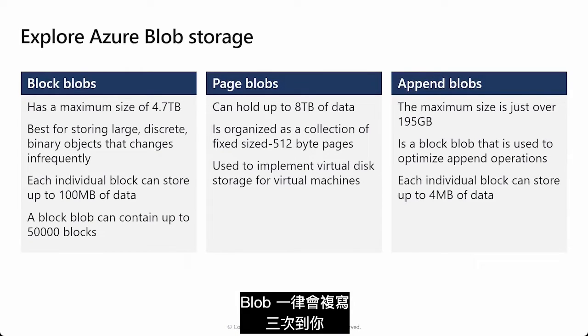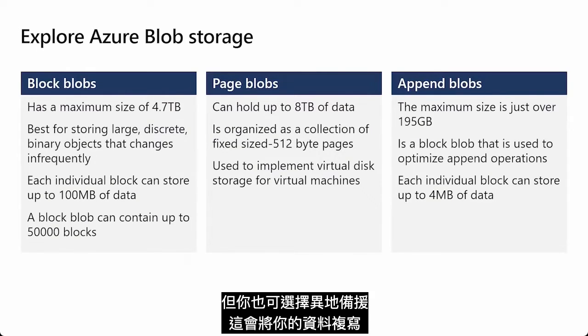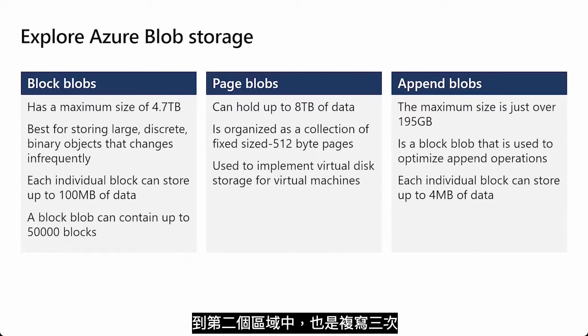To ensure availability, Azure Blob Storage also provides redundancy. So your blobs are always replicated 3 times in the region in which you created that Azure storage account, but you can also select geo redundancy, which would replicate your data to a secondary region, also 3 times, but this comes at an additional cost.